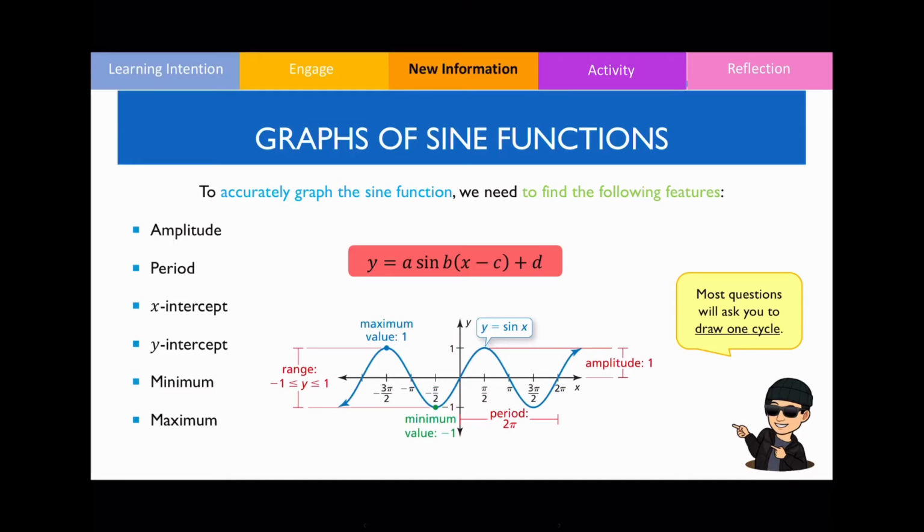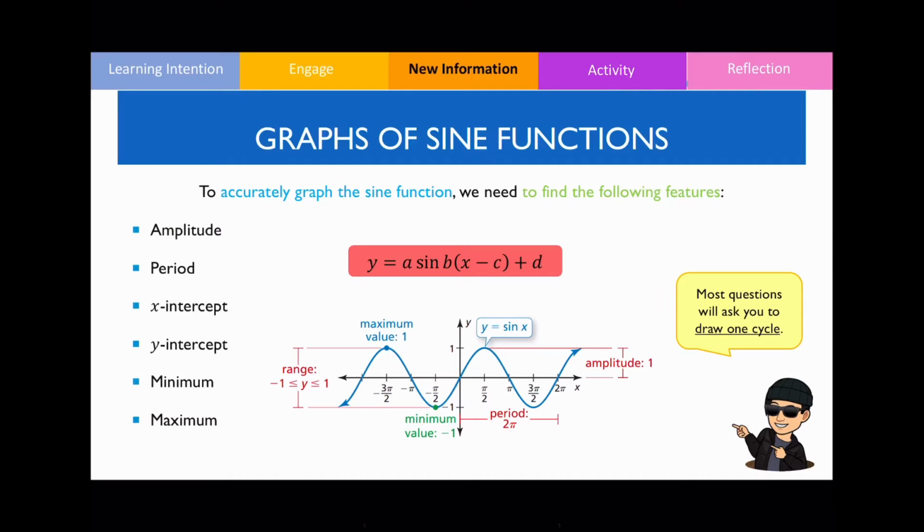Before you sketch any trigonometric functions, whether it's a sine function, cosine function, or a tan function, it's really important that you find as many of the following features listed down below. It's really critical that you find out what your amplitude, period, x-intercept, y-intercept, minimum, as well as your maximum are, okay? And if you find all of these features, then your graph will be absolutely accurate when you actually draw it.